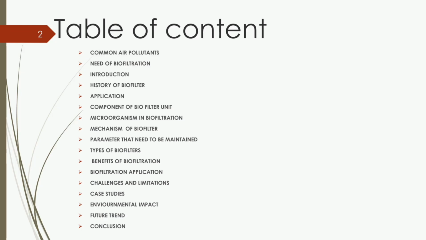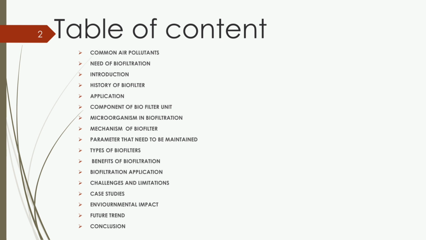This is my table of contents, which includes the following topics to be discussed: common air pollutant, need of biofiltration, introduction, history of biofilter, application, component of biofilter unit, microorganism in biofiltration, mechanism of biofilter, parameter that need to be maintained, types of biofilter, benefit of biofiltration, biofiltration application, challenge and limitation, case studies, environmental impact, future trend, conclusion.